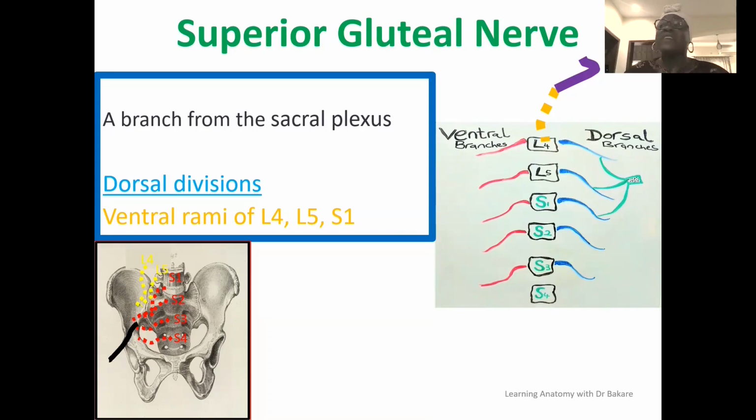These ventral rami are also seen to further subdivide into divisions. So we have the ventral and the dorsal divisions. The superior gluteal nerve is seen to emerge from the dorsal divisions of these highlighted rami. Let's dive deeper into how the superior gluteal nerve emerges, using this image by the side to illustrate this.